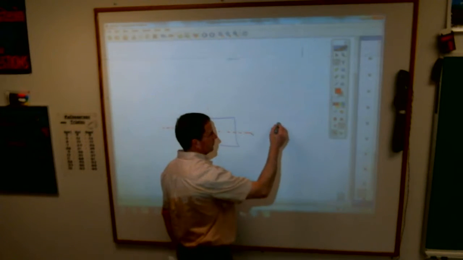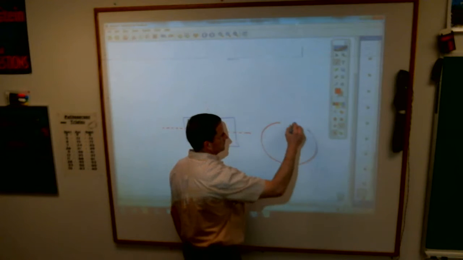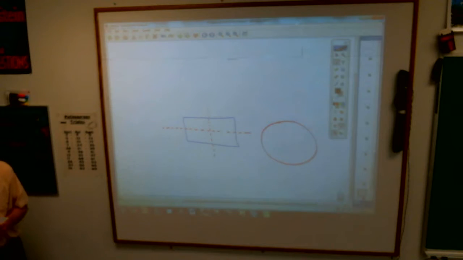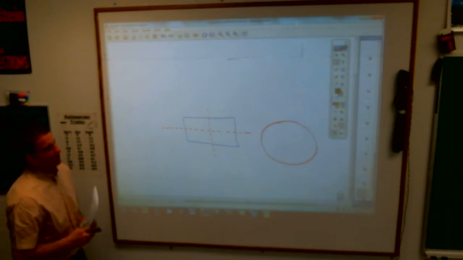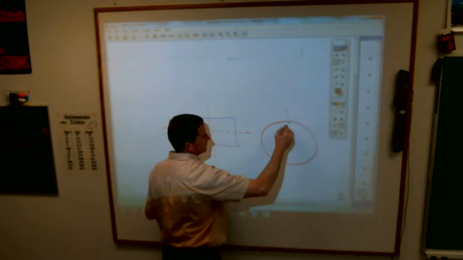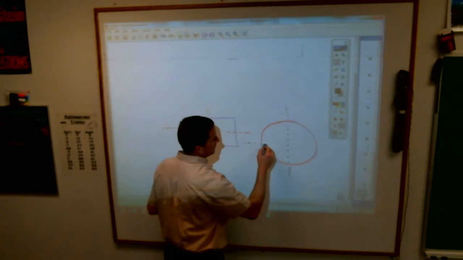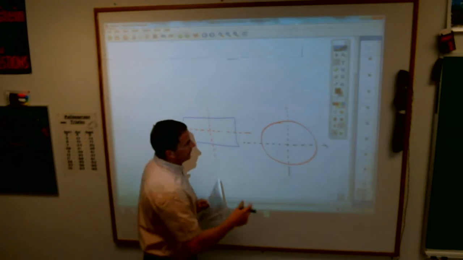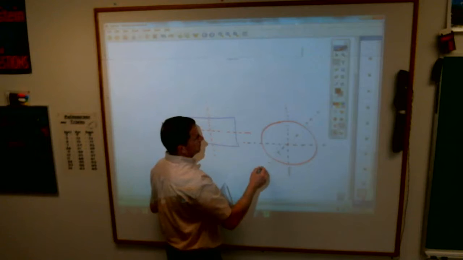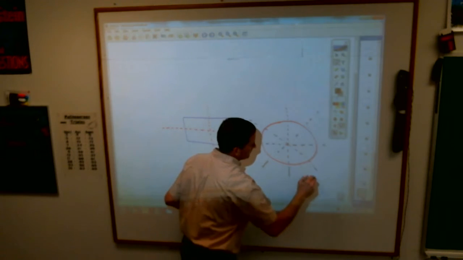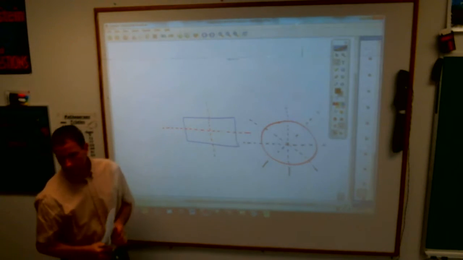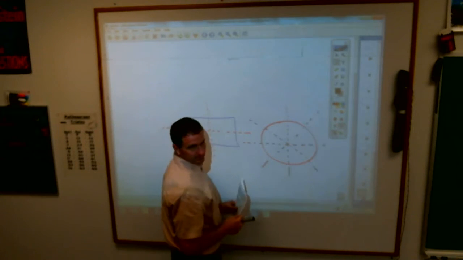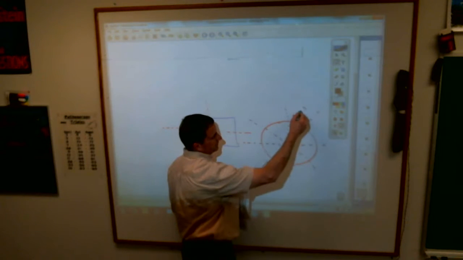Here is a good question. What about a circle? How many lines of symmetry does a circle have, Sophia? Two. Right here and right here? Any other ones? Zach? All right, diagonally. Any other ones? Caleb? Diagonal. Oh, diagonal again.